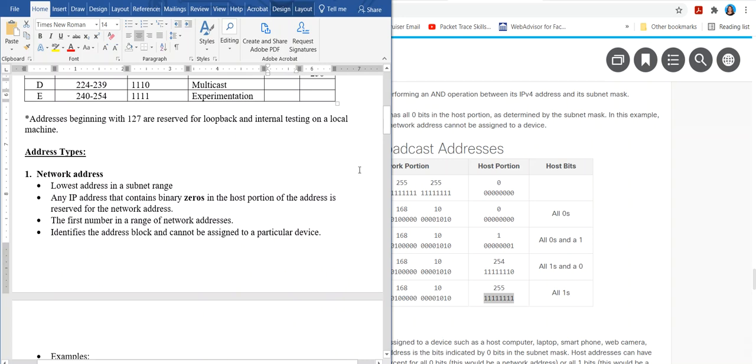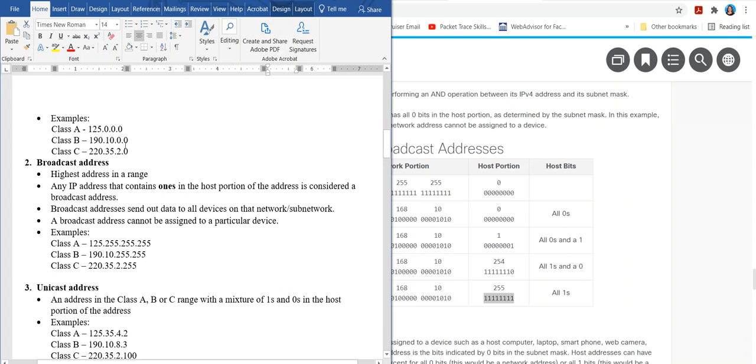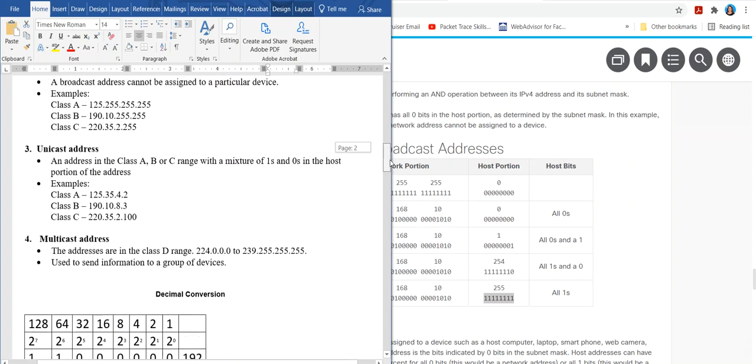And these are the notes that I provided for you on that. Again, network address is the lowest address in the subnet range. It is the IP address that contains all binary zeros in the host portion. Typically, that's the first number and identifies the whole block. So here are examples for classes A, B, and C. Again, the broadcast address would have all ones in the place of all zeros for the host portion of the address. And then the unicast would be the mixture of ones and zeros.